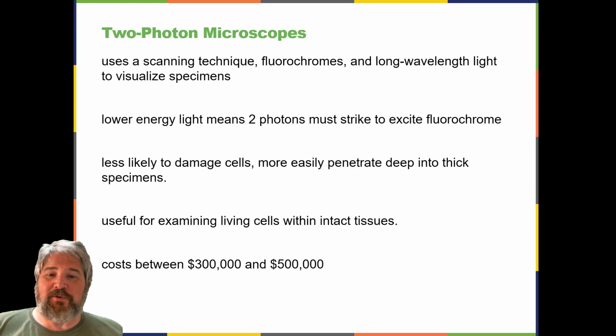This makes the two-photon microscope useful for examining living cells within intact tissues, brain slices, embryos, whole organs, and even entire animals. Currently, the use of two-photon microscopes is limited to advanced clinical and research laboratories because of the high costs of the instruments. A single two-photon microscope typically costs between $300,000 and $500,000, and the lasers used to excite the dyes used on specimens are also very expensive. However, as technology improves, two-photon microscopes may become more readily available in clinical settings.